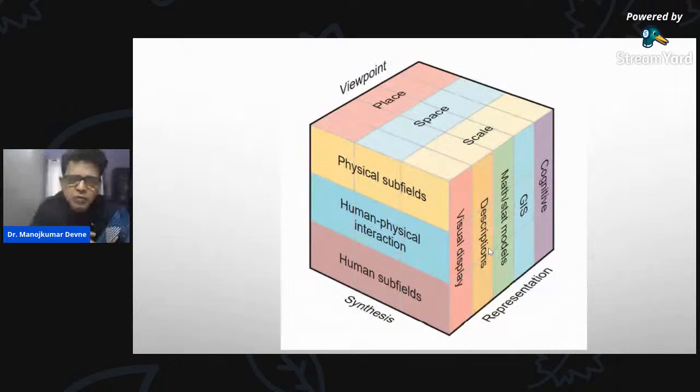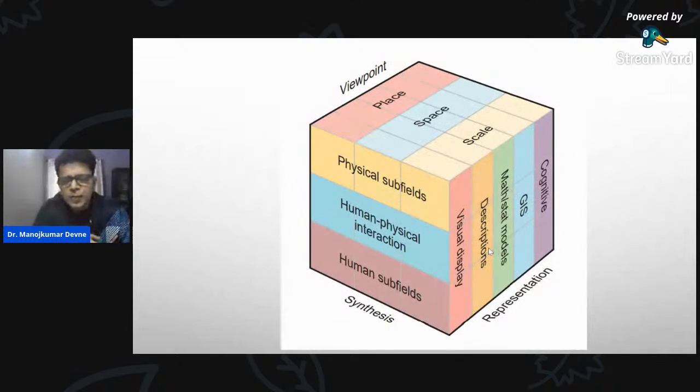And we went into these various phases of learning geography. What is the viewpoint? How do we look at it? It, in other words, means the theme. We go by place, we go by space, and we go by scale. And then how do we synthesize? We synthesize it at three levels: the human geography level, the physical geography level, and of course the border between these two, that is the human-physical interaction.